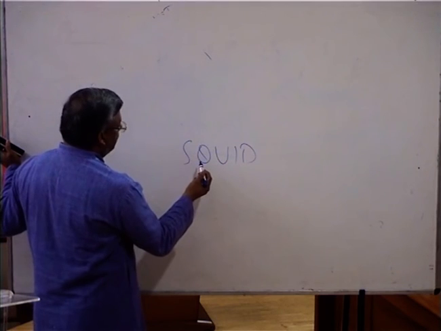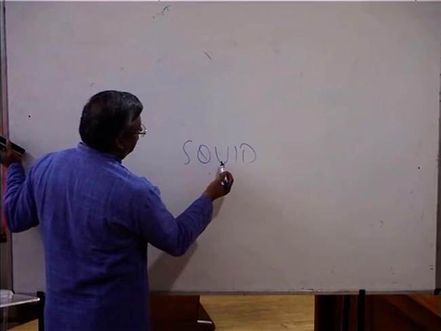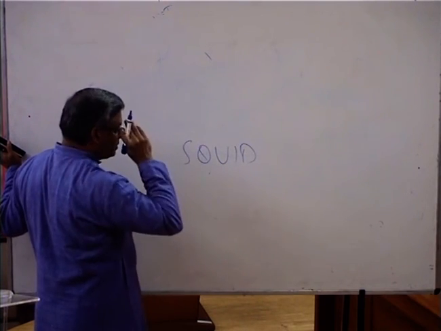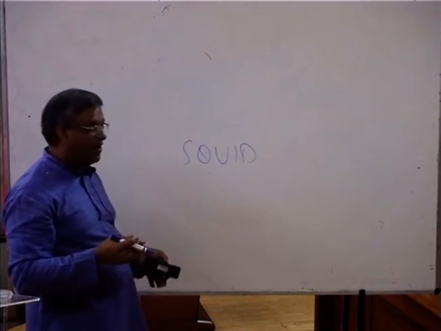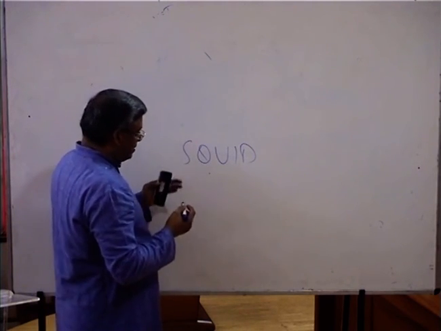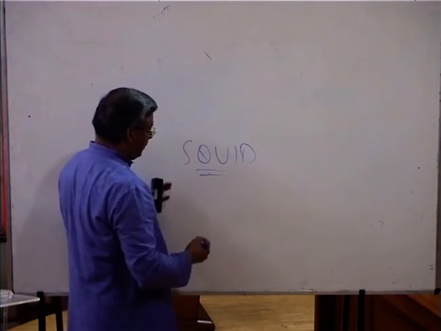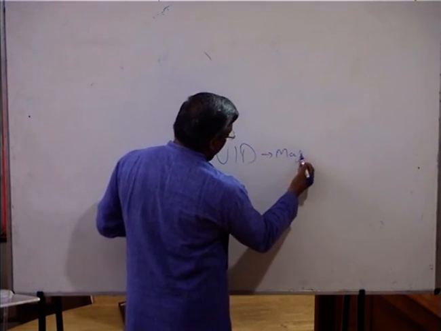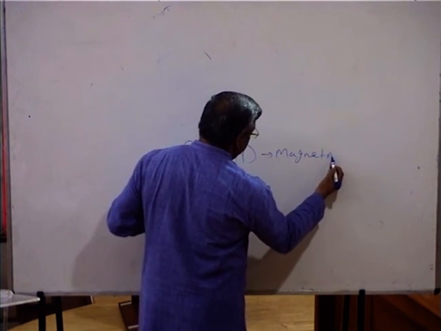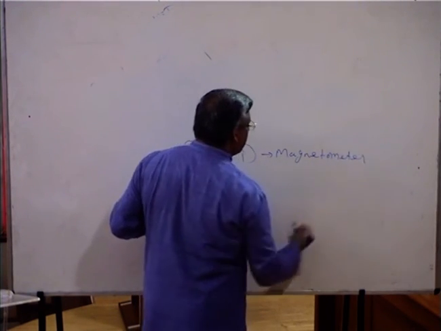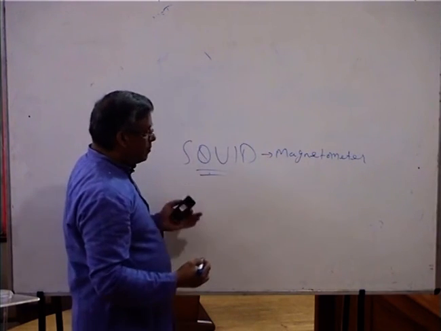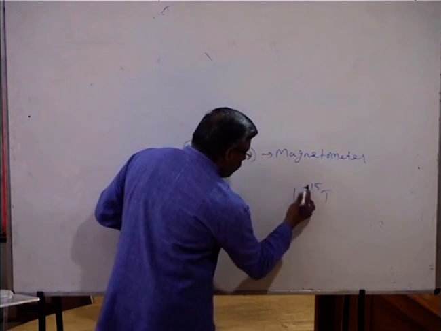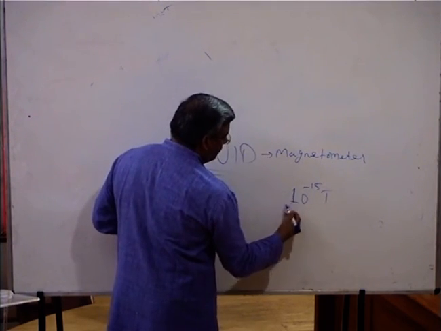SQUIDs are superconducting quantum interference devices. I won't go into details. You can search and find what this means. I just give some qualities of this particular device. This particular device is a magnetometer, which means something which measures the magnetic field, and it measures the magnetic field to the range of 10 raised to minus 15 Tesla. A small magnetic field it can measure.